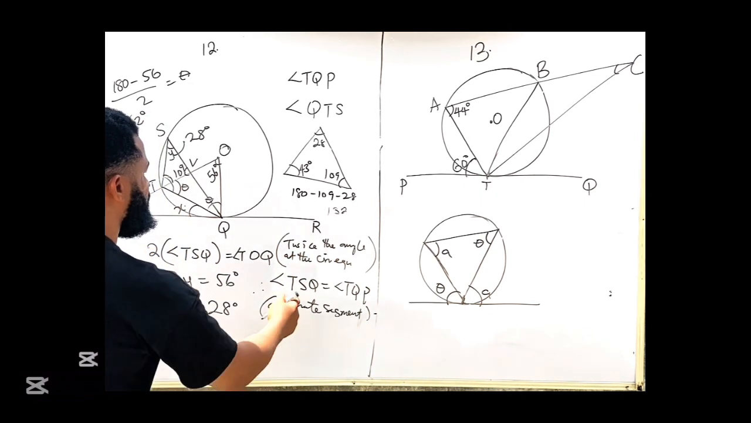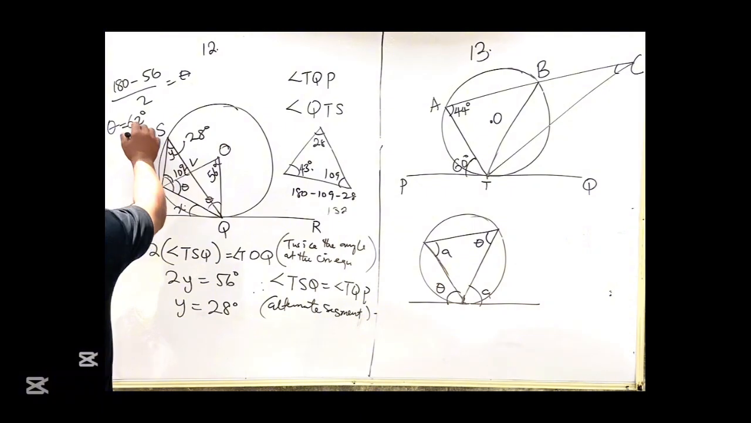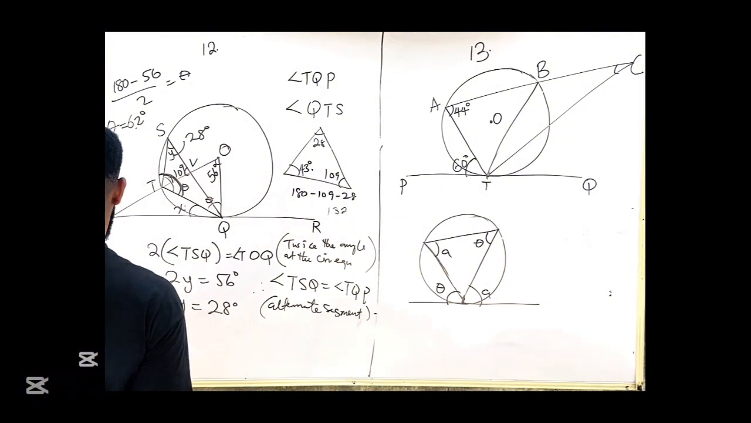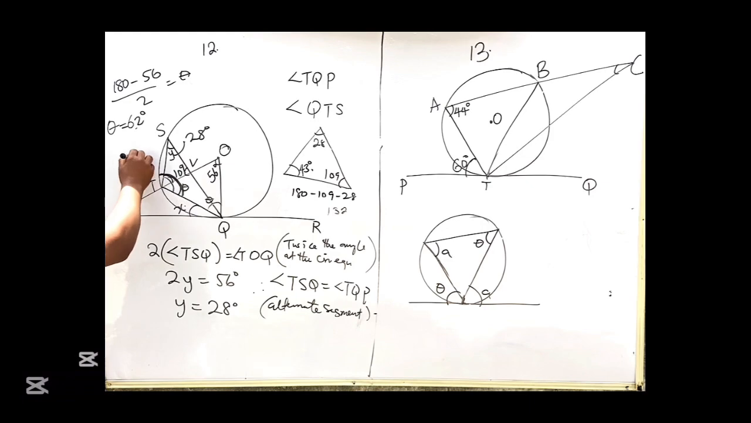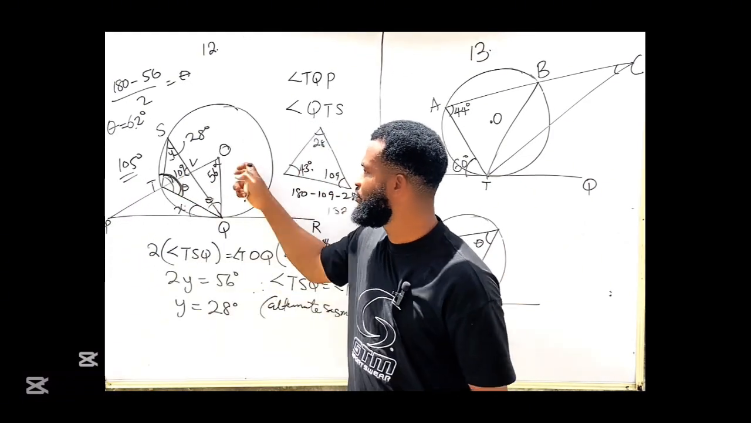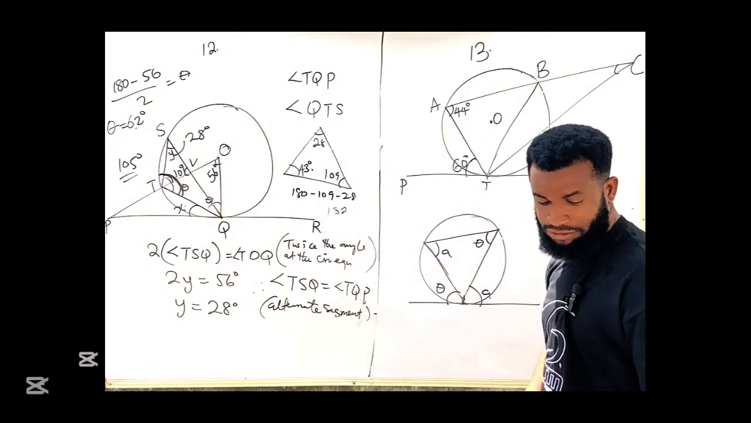So 62 plus 43, this plus this, will give you the angle I'm looking for from here to here. And that is going to give you 105 degrees. So that is how to solve number 12.